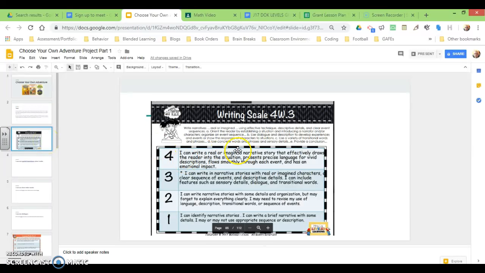So this is a scale. This is going to be one of your grades, and a 3 is considered at grade level. And this would be considered above grade level. So this is like a 4 for us. This is like a 5.